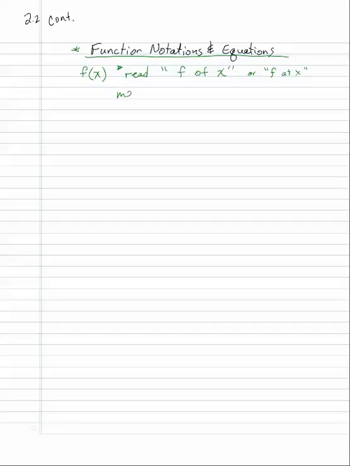It means, the long-winded version, the y value for the function f. So f is the name of the function. The y value for the function f given an x value. So it's describing how you match up y values. So f of x is a y value that goes with that x value.